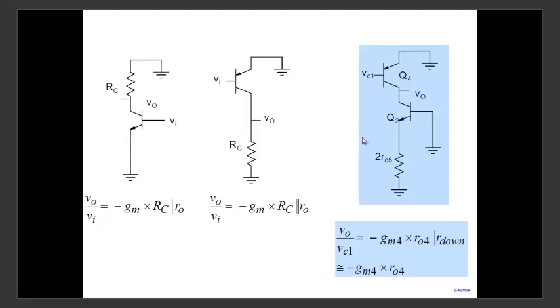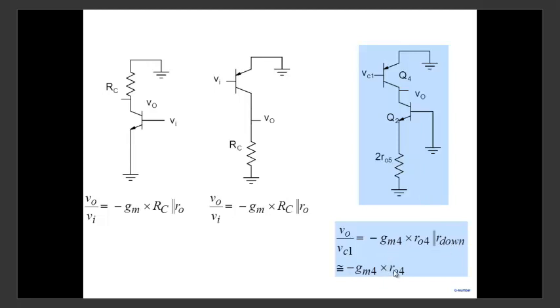Now, when you look at R down, what do you see? When you look at the collector and there's a large resistance connected in the emitter, what will be the net resistance R down? R down will be equal to R02 multiplied by 1 plus GM2 R05 parallel R pi. So again, if you look at it, R down will be very large, so we can simply write down minus GM4 R04.